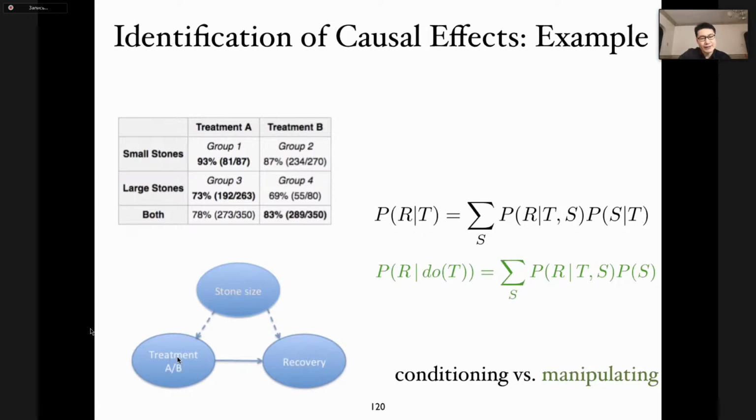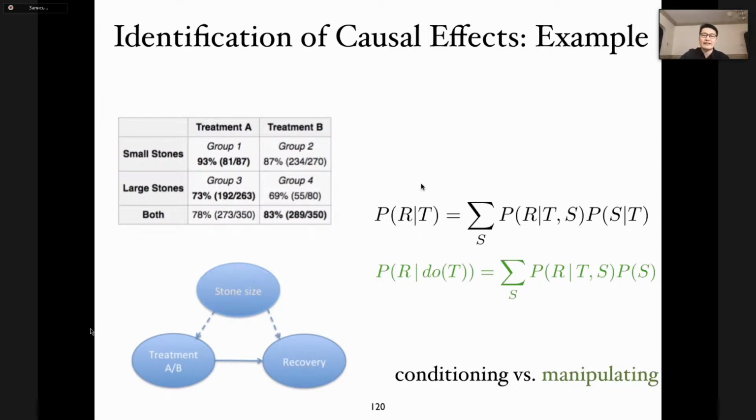We want to see the effect of treatment on recovery. So if you care about this, if you look at this row right here, essentially this row is implied by the dependence pattern, or in particular the conditional distribution of recovery given treatment. How can you calculate the conditional distribution?